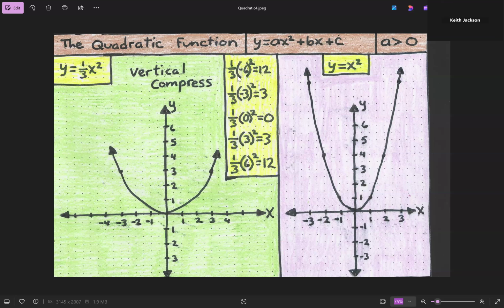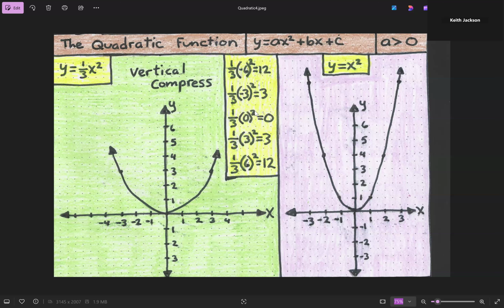Let's go ahead and take a look at 1/3 times a -6 raised to the second power, and we're going to discover why this will equal 12. A -6 raised to the second power is the same as saying a -6 times a -6. A negative times a negative will give us a positive, and so we have a positive 36. Now divide that positive 36 by 3, we get 12. Let's do the same thing with a -3. A -3 raised to the second power will give us a positive 9. A positive 9 divided by 3 will give us 3 here.